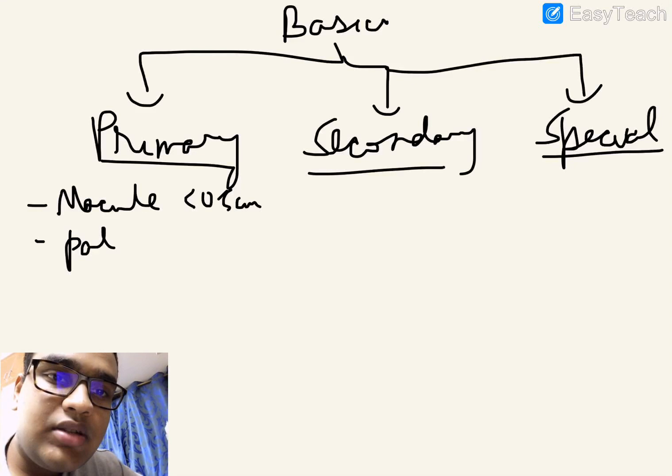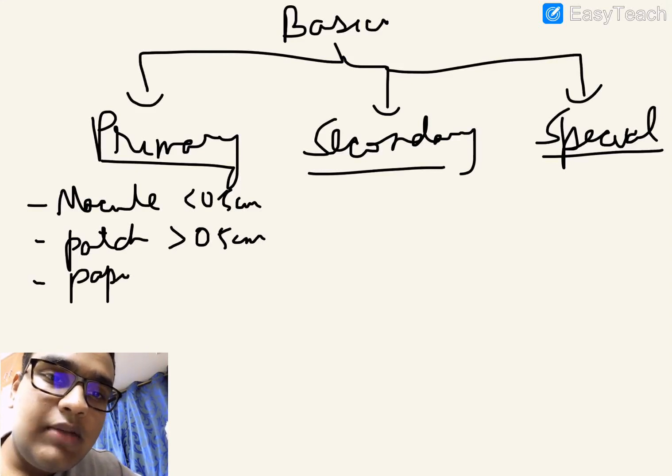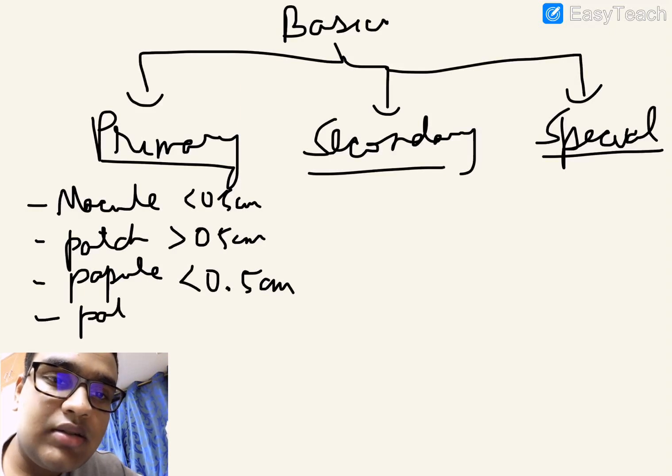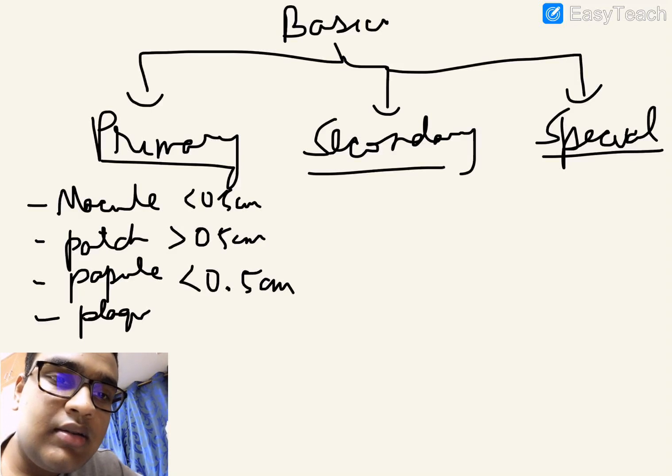A patch is a large area of hypo or hyperpigmentation which is again not palpable. So this is more than 0.5 centimeters. And the next lesion is a papule. A papule is a small lesion which is palpable and less than 0.5 centimeters. The next lesion is a plaque. A plaque is a large raised lesion which is more than 0.5 centimeters.